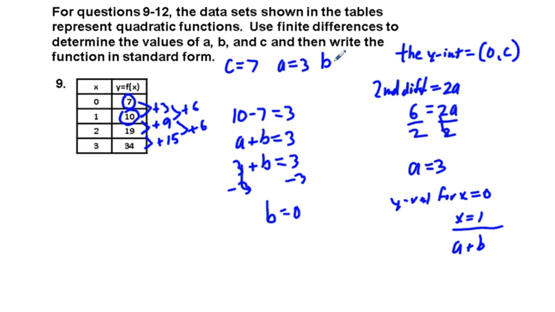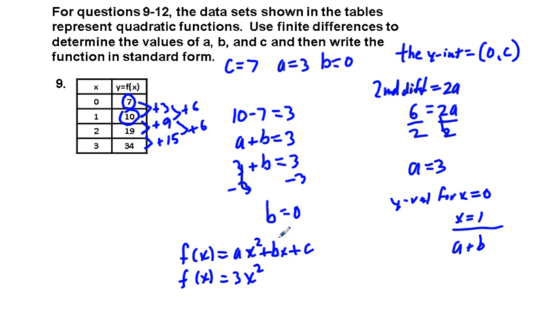So I put b is equal to 0, and write the function in standard form. Well, the function in standard form is going to be f of x equals ax squared plus bx plus c. Well, in this case, f of x is equal to ax squared, and a is 3, so we get 3x squared, and b is 0, so we do not have an x term, plus c, which is 7. So this is going to be our answer here for problem number 9.